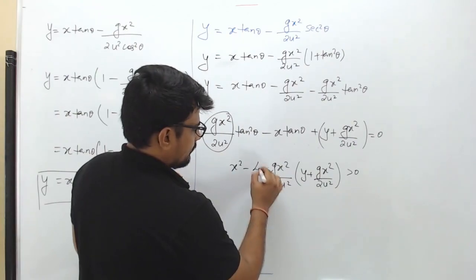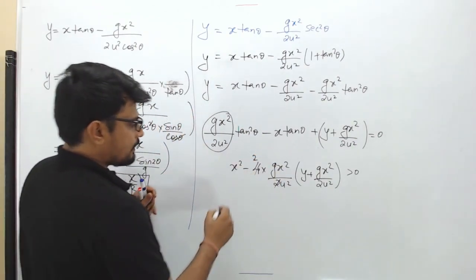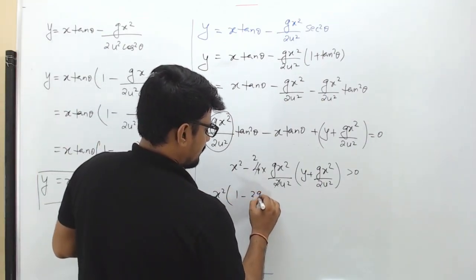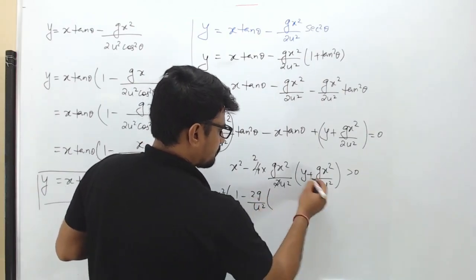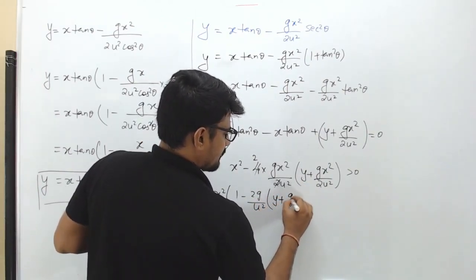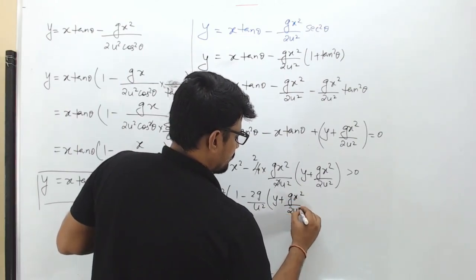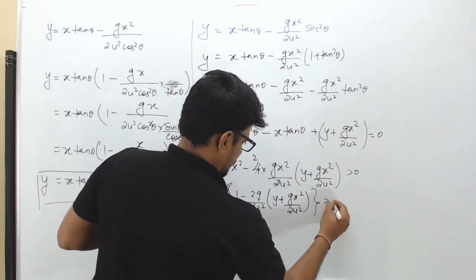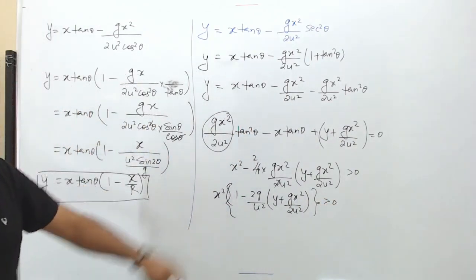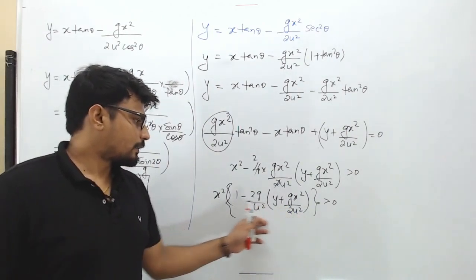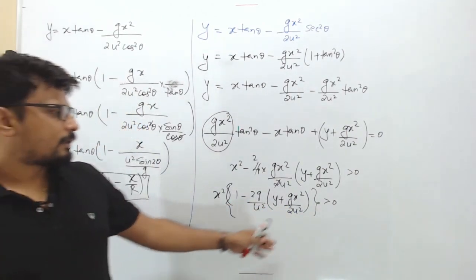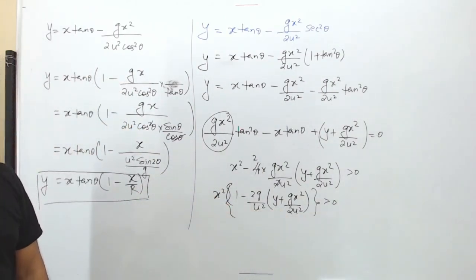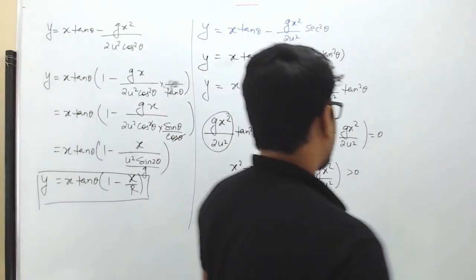Now, I think we can cancel it. Let us take x square common from here. So, x square times 1 minus 2g upon u square, times y plus gx square upon 2u square, and we can put a curly bracket. That should be more than 0. X square is a positive quantity. It means this, a positive quantity multiplied by something, is going to give you more than 0. So even this should be more than 0, because that cannot be negative for sure. This has to be positive.